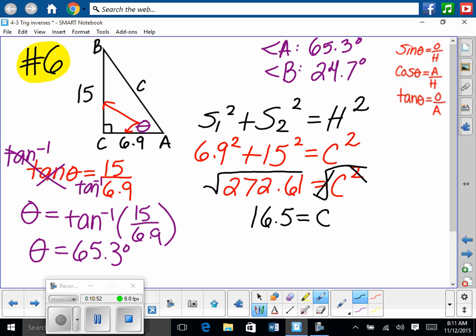16.5 is equal to c. 16.5. Is everybody comfortable with that one? So side C was 16.5. And there's our answers. And remember, your triangle should make sense.